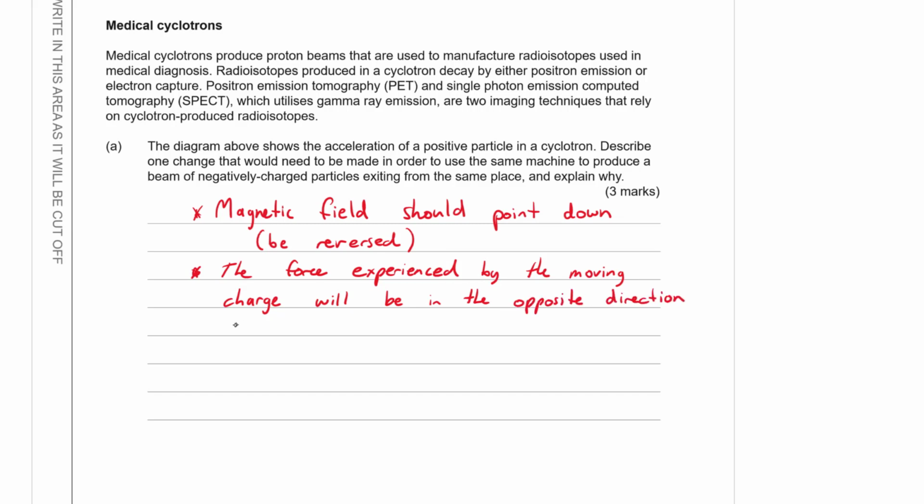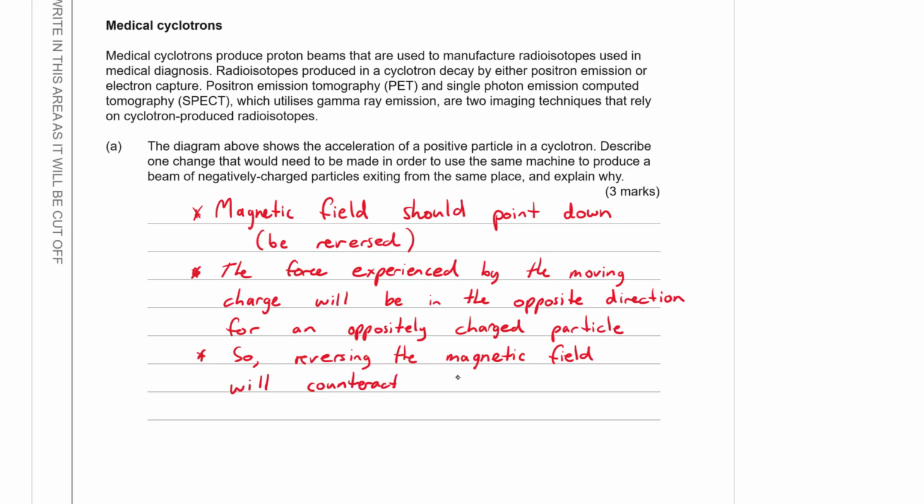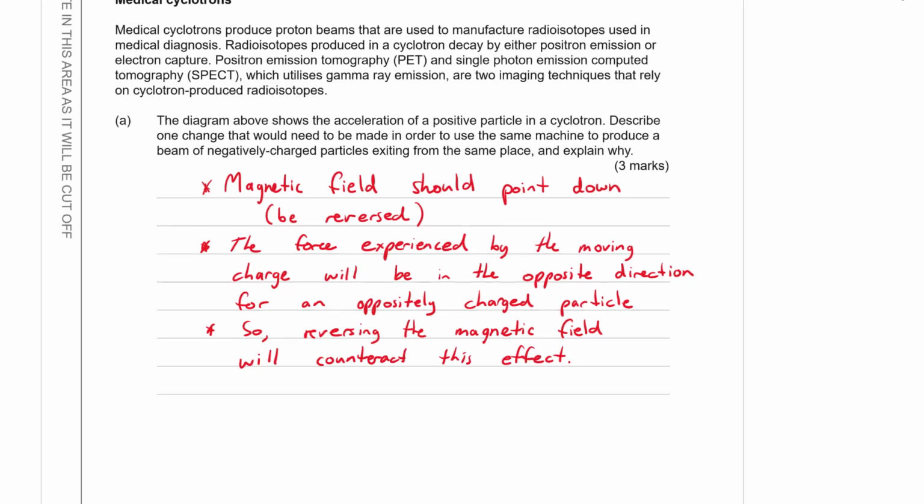So by changing the direction of the magnetic field, the force experienced by an oppositely charged particle will be in the original direction. So if you reverse the charge, you reverse the direction of the force. So if you change the magnetic field at the same time, then you will correct for that and you will have the same outcome.